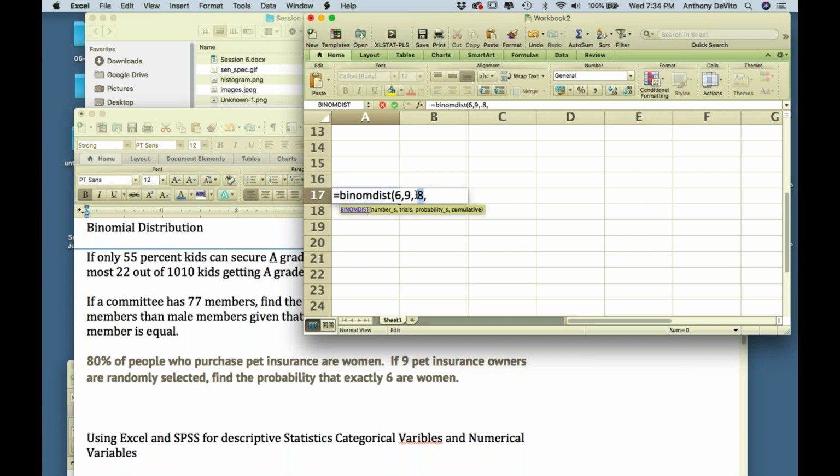For any one of them, it's 80% likely to be a woman. So I'm going to say false because I'm only interested in the probability for exactly 6 out of 9. And that's equal to a little under 18%.